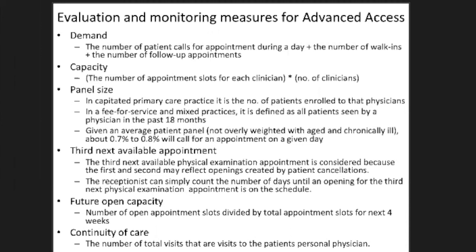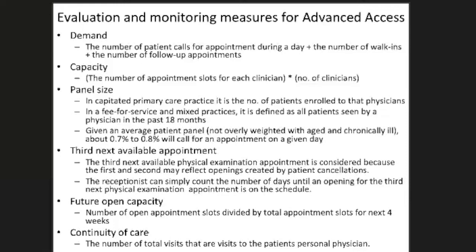And normally what has been observed is that if the panel is not overly weighted with aged and chronically ill patients, normally you will have about 0.7 to 0.8% of the panel who will call for appointment on a given day. So if, for example, you have 1,000 people, then 0.7% of that will be calling for appointment on a given day. And that's going to then tell you what would be the requirement that will be placed on the capacity, on the resources you have. So this kind of data becomes very useful when you are managing advanced access kinds of schedules, because then you know that you can expect approximately 20 appointments in a given day or whatever the situation might be.